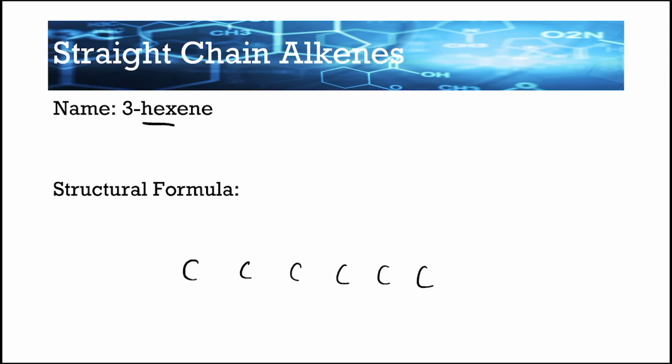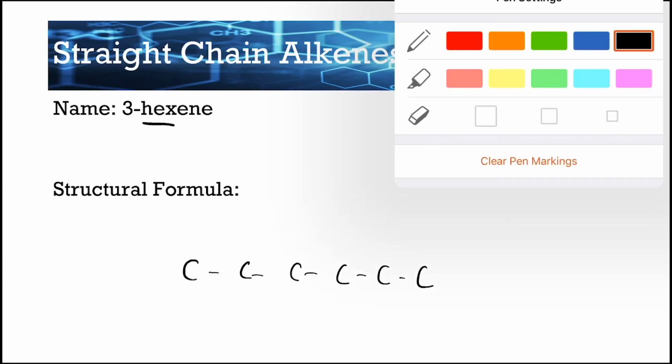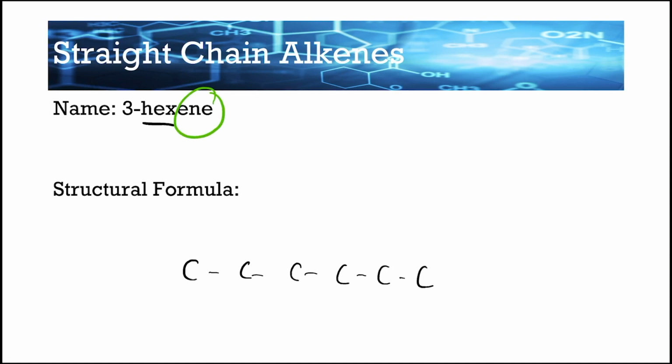Now, we can connect them all with a single bond, but this ene tells us there is a double bond somewhere. The question, though, is where? And the answer is right there. So that 3 tells us where the double bond starts, and it's telling you it starts on carbon number 3. So if we label them 1, 2, 3, 4, 5, 6, carbon 3 has that double bond right there. So that is where it belongs. And then everything else can be filled in with H's.